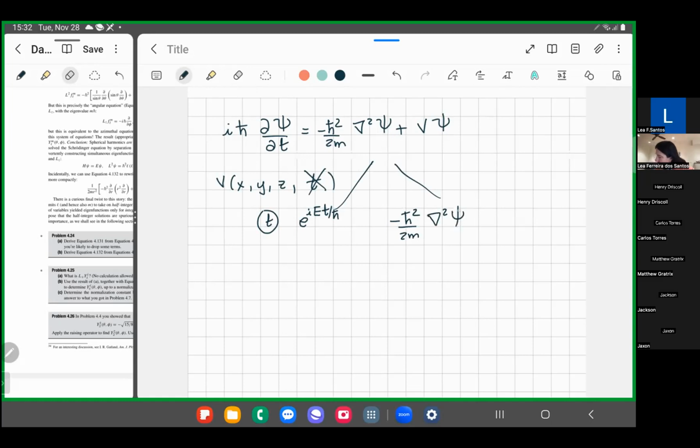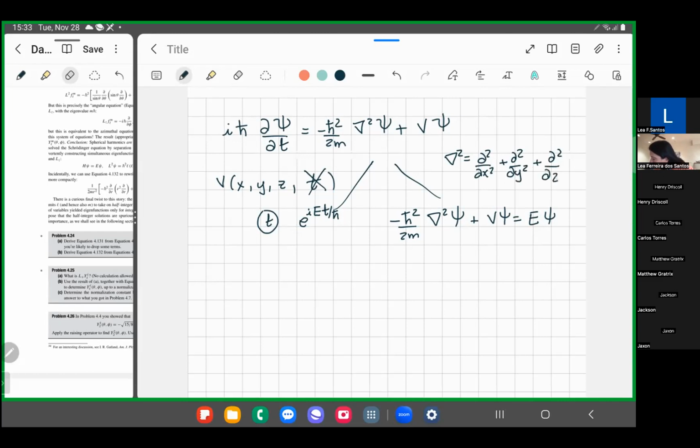Now this psi depends only on x, y, and z. Then we have the potential and this whole thing, energy, and the wave function. Remember that this Laplacian is the second order derivative in x, in y, and in z.